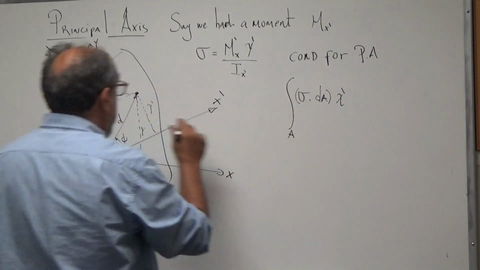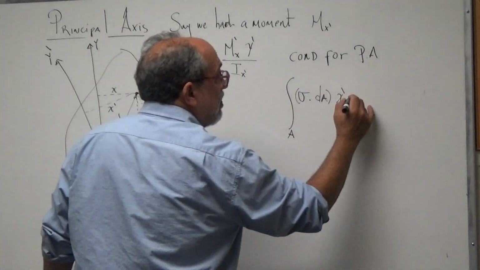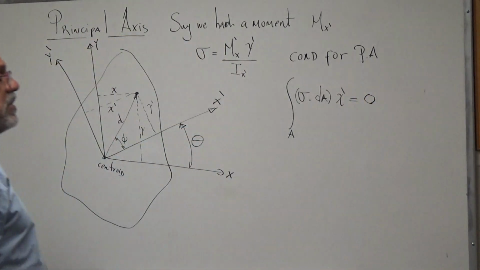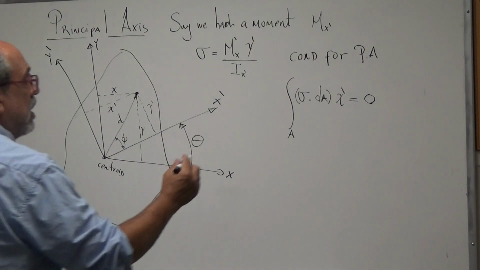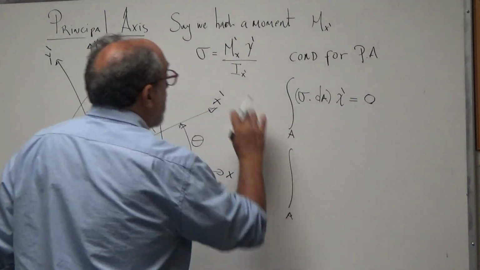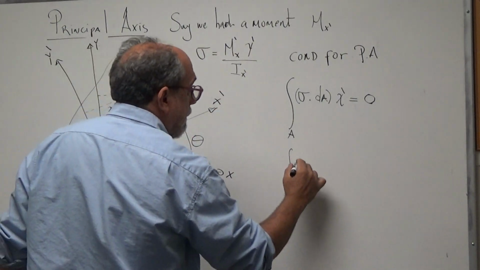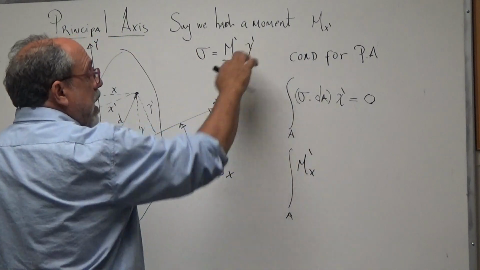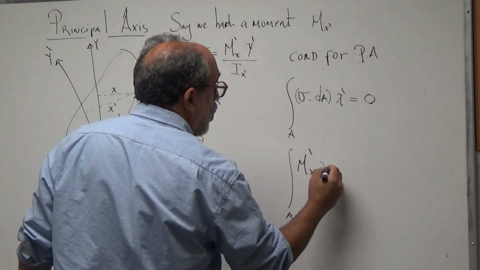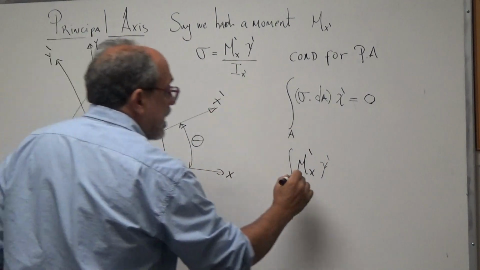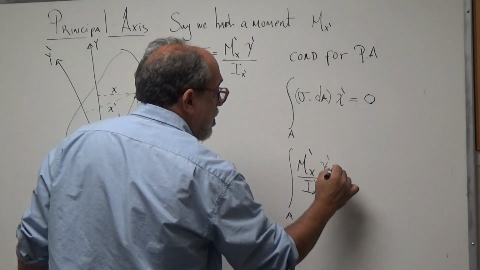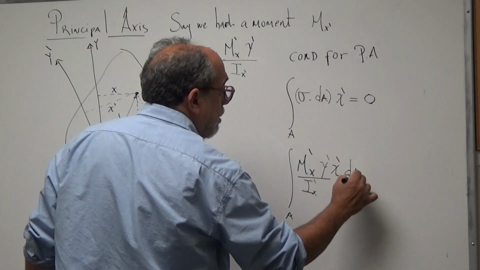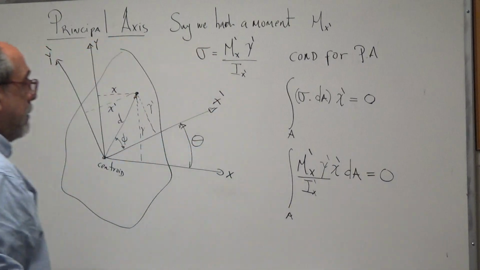That over the full area, if we do that integral over the full area, if that is a principal axis, then that integral must be zero. Okay? Now, if we substitute the formula for sigma, then we have the integral over the area, Mx prime, what do we do with y prime? Nothing. We just put y prime. What do we do with Ix prime? Nothing. We put Ix prime, so that's our sigma. Then this is x prime, and then this is dA. And we're saying that that must be zero.